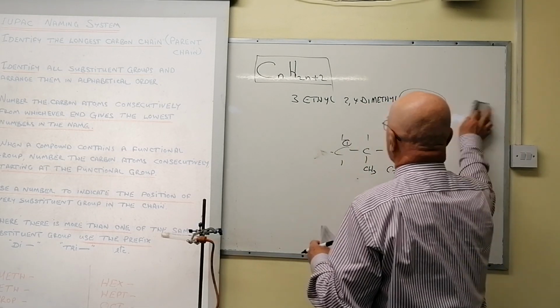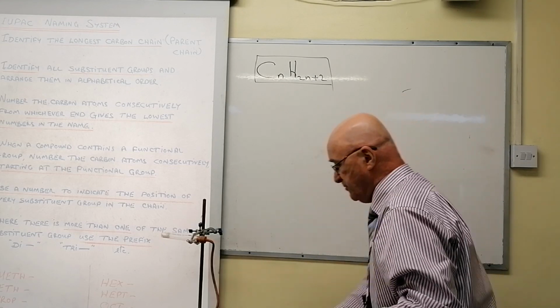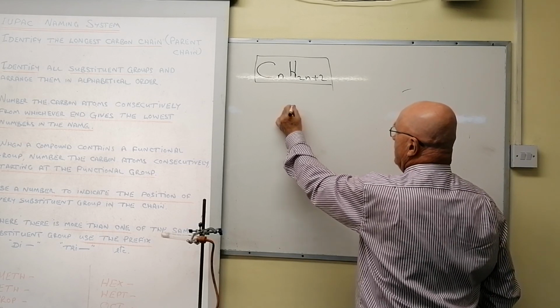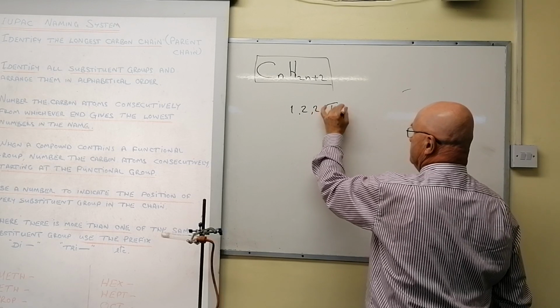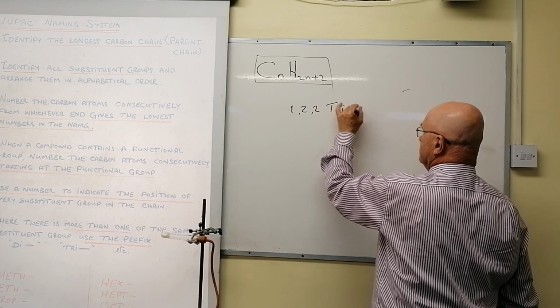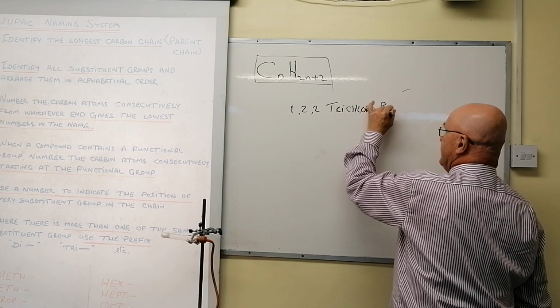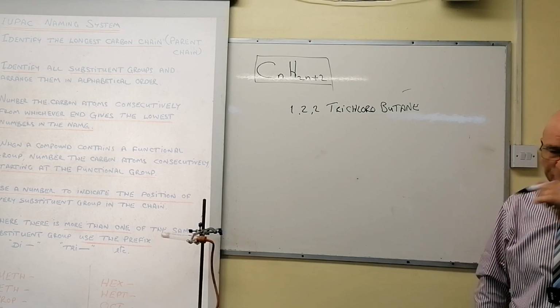Maybe I should give you a simpler example of alkanes so that you're able to deal with it. Supposing I was to say to you now, draw the structure of 1,2,2-trichlorobutane. Draw the structure of that down. That's not too bad now.